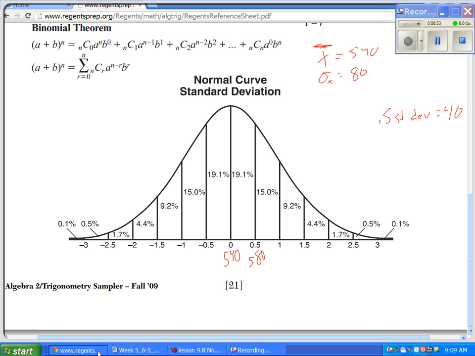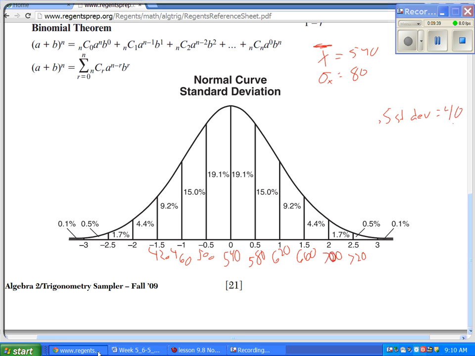What about for one standard deviation? 620. Now we know each step is a half of a standard deviation, so each step is 40. We can just keep going up 40 each time. So the next one is 660, 700, and then 740. And what about going down? Subtract 40, so we get 500. One more, 420.